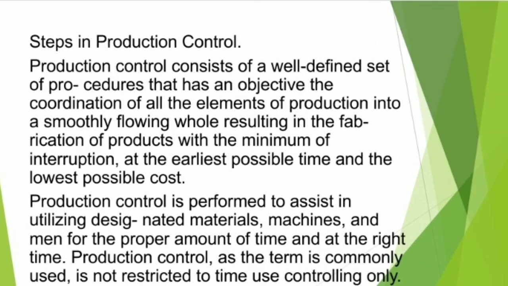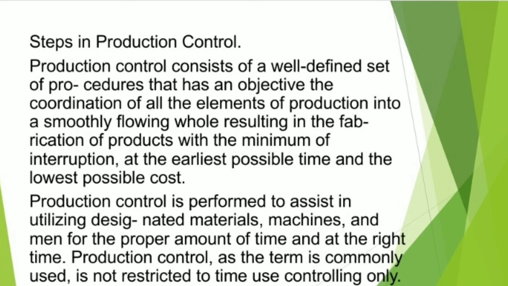Steps in production control. Production control consists of a well-defined set of procedures that has an objective: the coordination of all the elements of production into a smoothly flowing whole, resulting in the fabrication of products with a minimum of interruption, at the earliest possible time and the lowest possible cost.